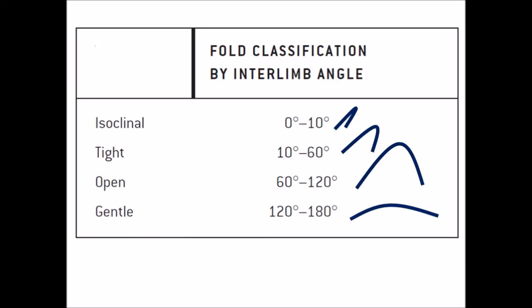So based on the interlimb angle, folds are also classified into various types. For example, if the interlimb angle is up to 10 degrees, it is called isoclinal. If it ranges from 10 to 60 degrees, it would be tight, 60 to 120 open, and 120 to 180 gentle.